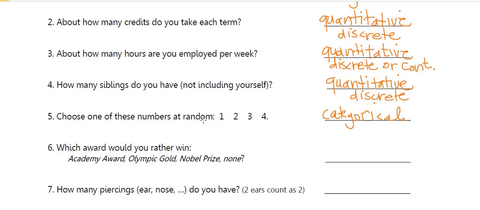Okay, which award would you rather win? Academy Award, Olympic Gold, Nobel Prize, or none? That is another categorical.